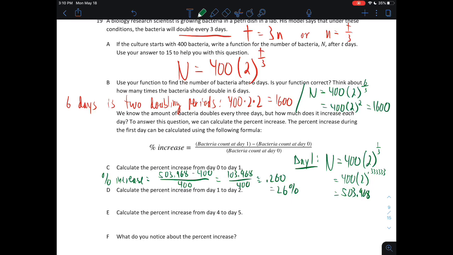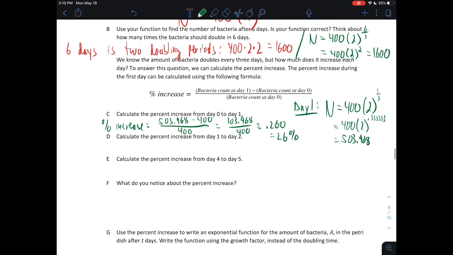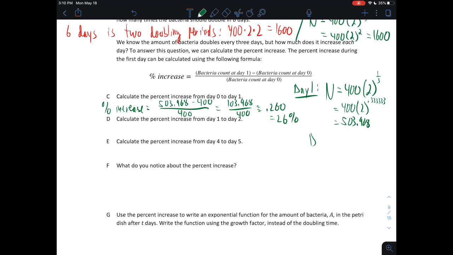Now let's do the same thing from day 1 to day 2. Now this means that we need to find the day 2 amount. So day 2, n is equal to 400 times 2 raised to the 2/3 power. 2/3 is the same thing as 0.666666. So then I will multiply 400 times parentheses 2 raised to the 0.666666. And I get 634.960.